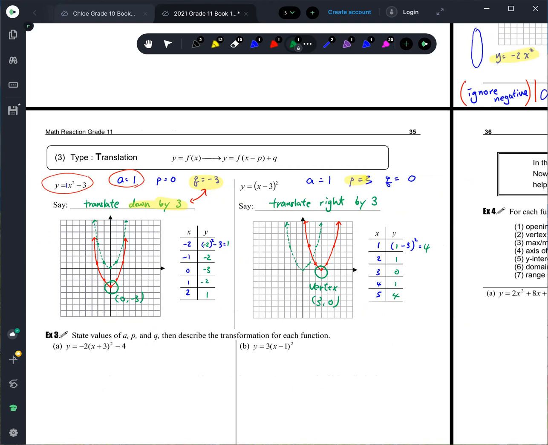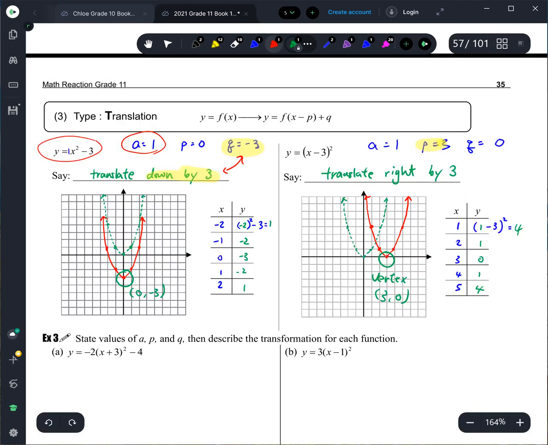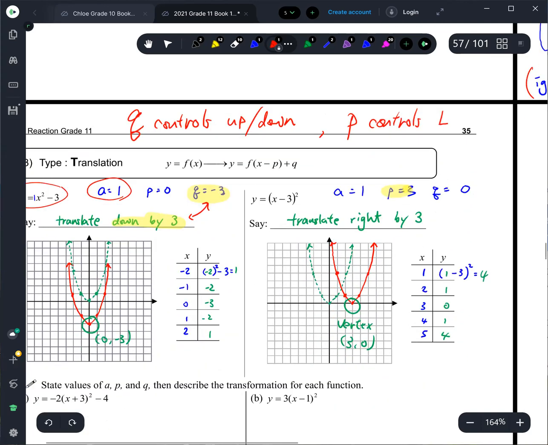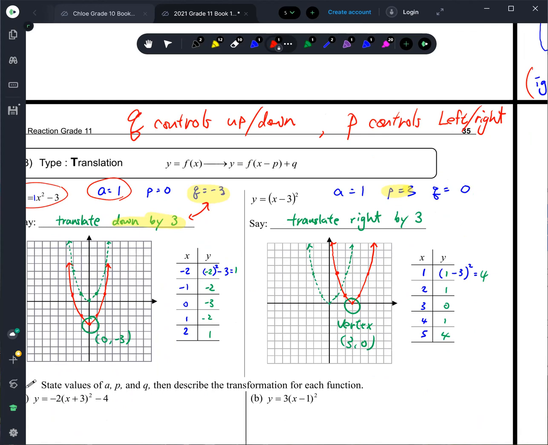Okay, so let's make a conclusion, right? We now know Q controls something, P controls something. Okay, on the very top then, Q controls up and down. P controls left and right. Okay, and then if it's positive, it's either up or right. If it's negative, it's either down or left.